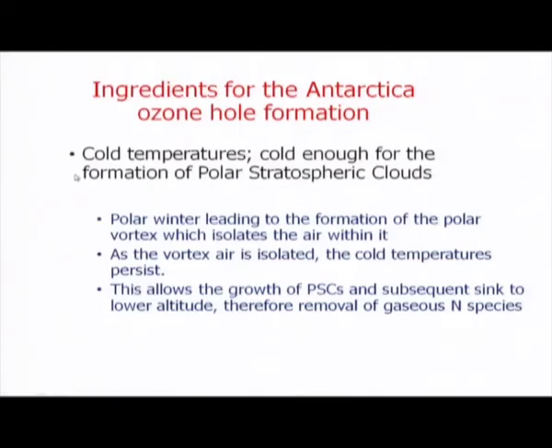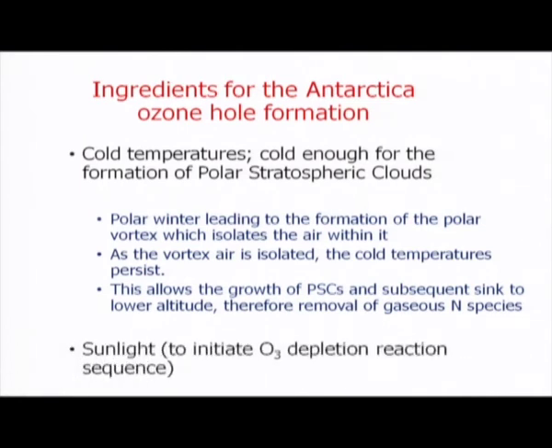So, the cold temperature, cold enough for the formation of polar stratospheric clouds in this Antarctic region, and polar winter lead to the formation of the polar vortex, which isolates the air mass within it, including all the chemical ingredients present in it. And as the vortex air is isolated, the cold temperature still persists in this polar region, and this allows the growth of polar stratospheric clouds and subsequent sinking to lower altitude, therefore removal of gaseous nitrogen species. Any nitrogen compound containing species are removed from there.